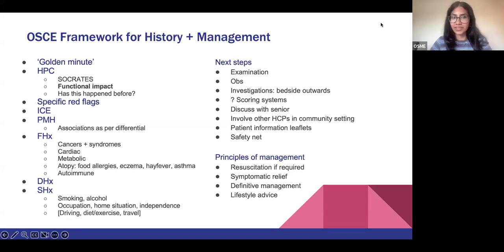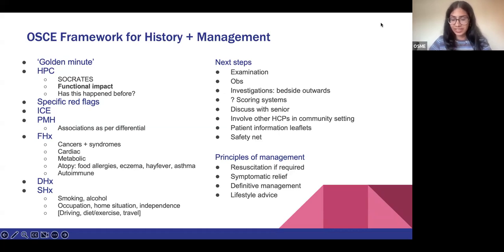If we start from outside the OSCE station, when you read the vignette, you should be able to come up with a differential just from the presenting complaint. At this stage, when you're waiting outside in those 2 minutes, it's nice to think about what the worst case scenarios are. What are the red flag symptoms that you have to screen for? And what pathologies are you looking to exclude?